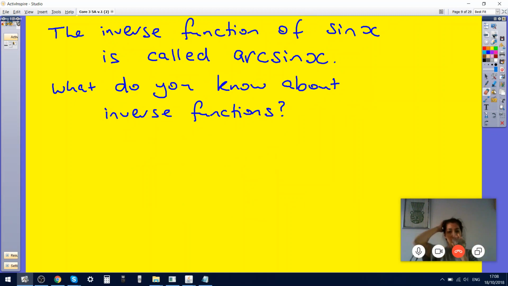The inverse function of sine is called arc sine x. Do you already know about inverse functions? Anything you already know about them? No, I don't think so. Okay. An inverse function is a reflection in the line y equals x.